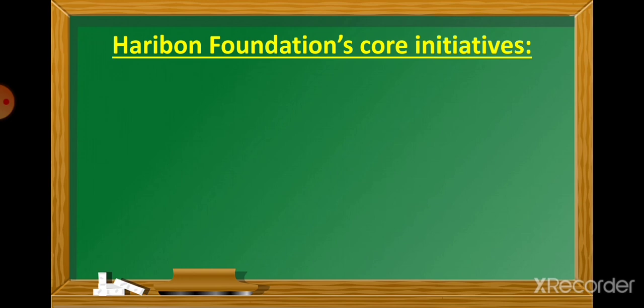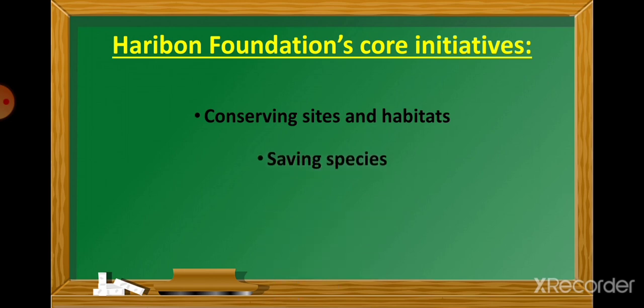So here are the Haribon Foundation's core initiatives. First, conserving sites and habitats. This is the restoration of greening, planting projects, restoring of mangrove forests, improving coastal management, among other projects in partnership with companies and private individuals. Next one is saving species. This is the conservation of endangered animals and marine life.